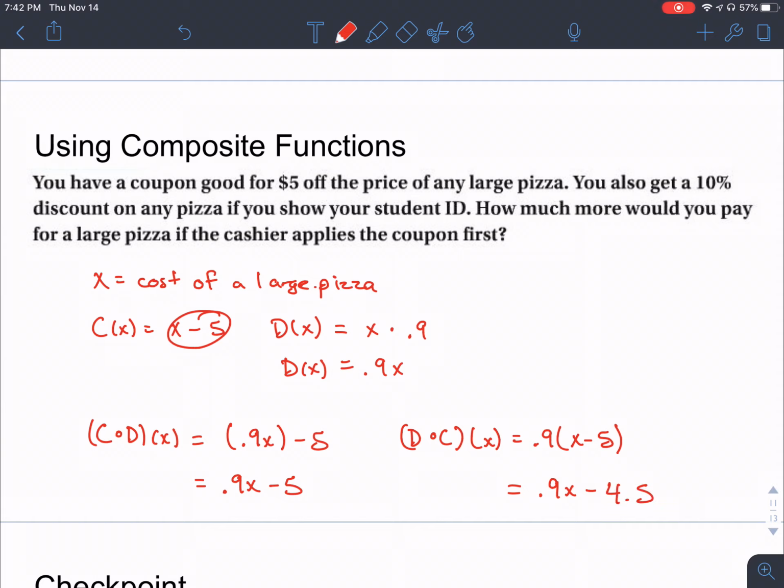All right, so which one's actually going to cost you more? Well, if the pizza costs $1, then it would be 0.9 minus 5 or 0.9 minus 4.5. Which one's going to be the lower number? This one. So you're actually saving a little bit more money if you apply the discount first and then use the coupon.